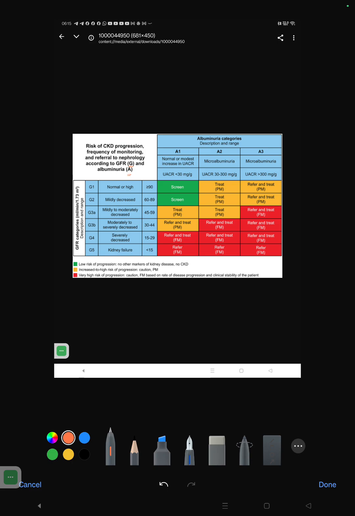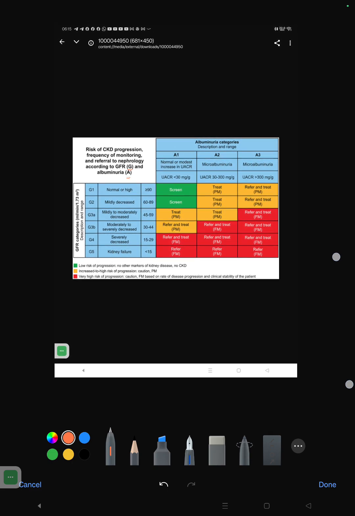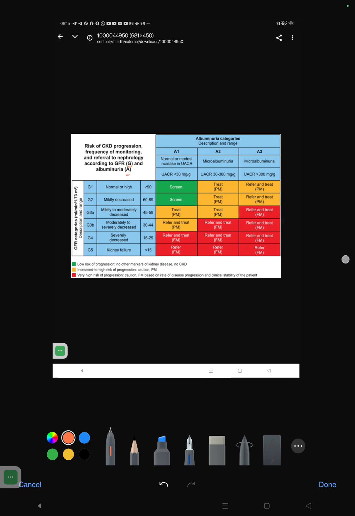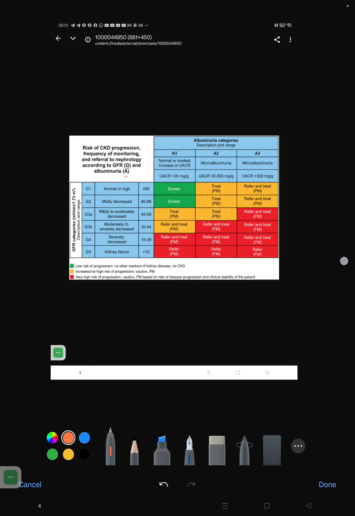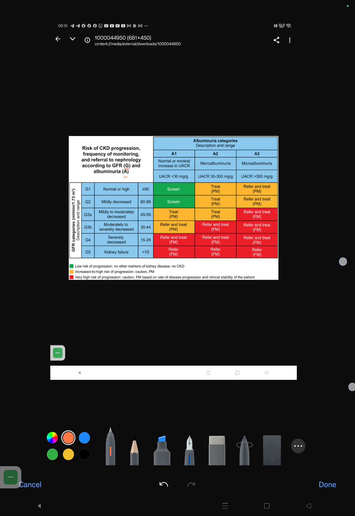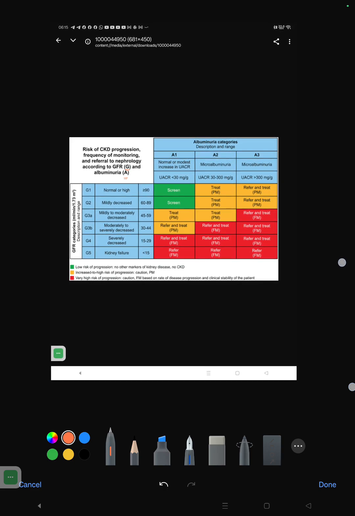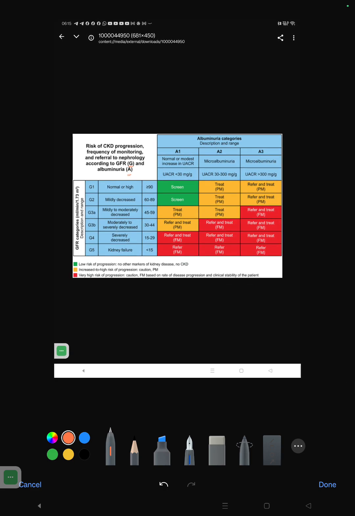The albuminuria categories are divided into A1, A2, A3 depending on the albumin released in the urine based on UACR, that is the urine albumin creatinine ratio. When the urine albumin creatinine ratio is less than 30, it's A1, UACR 30 to 300, it's A2, and UACR more than 300, it's A3. And then using this table, we know that all the values which fall in this red have to be referred and treated.